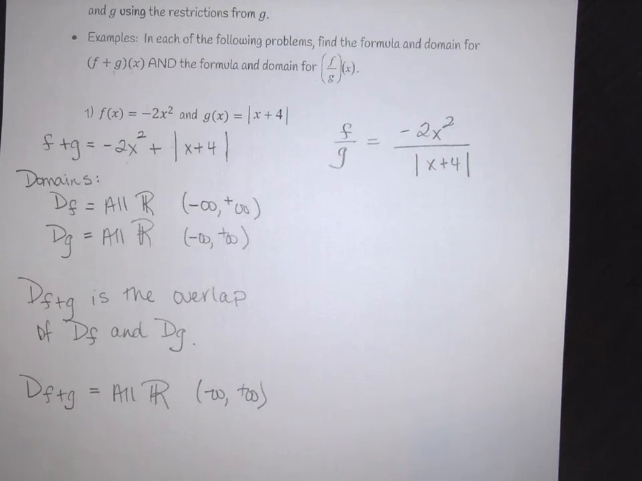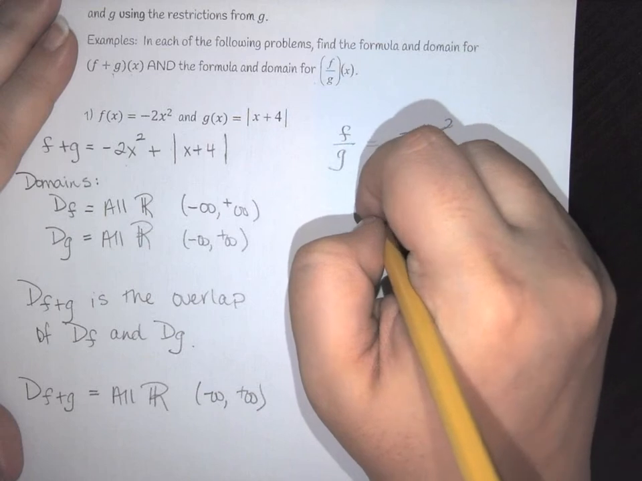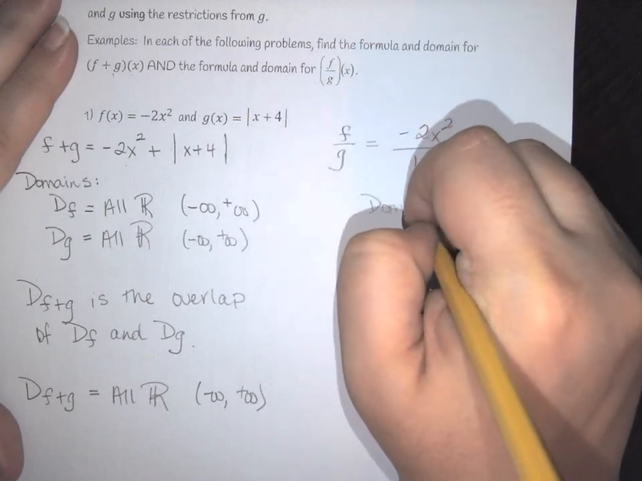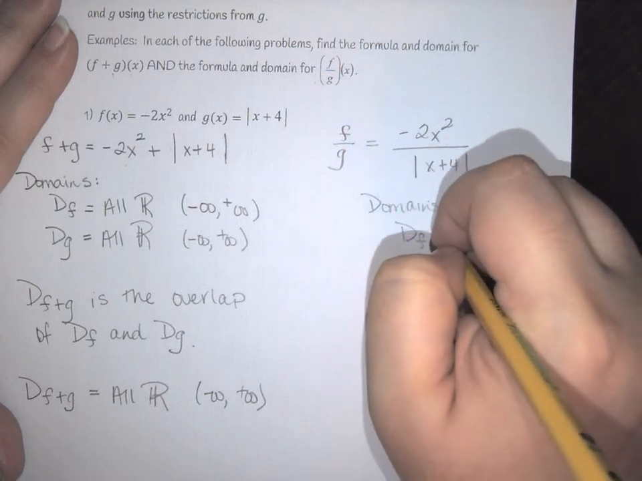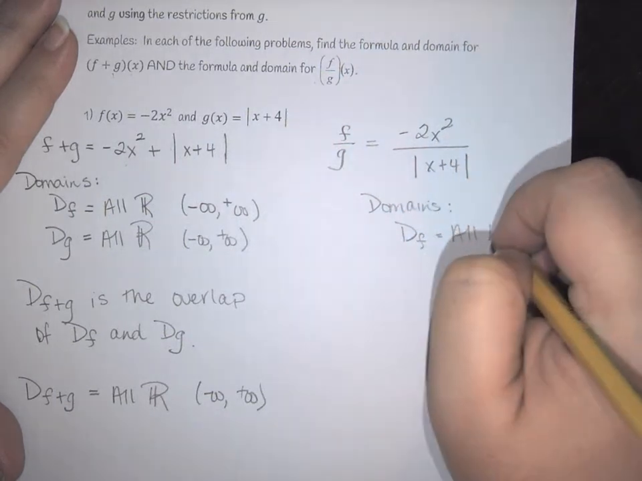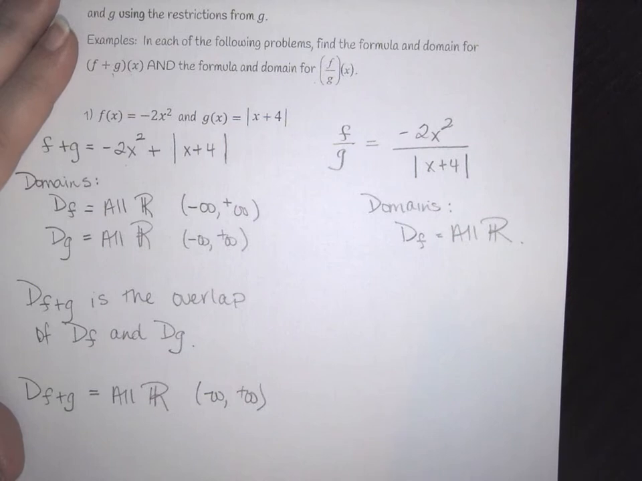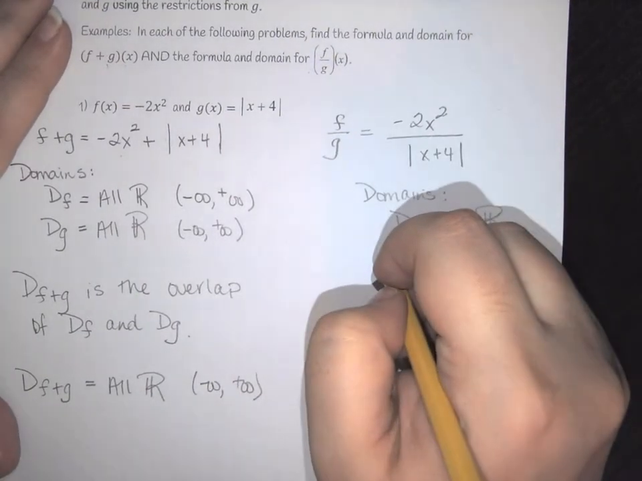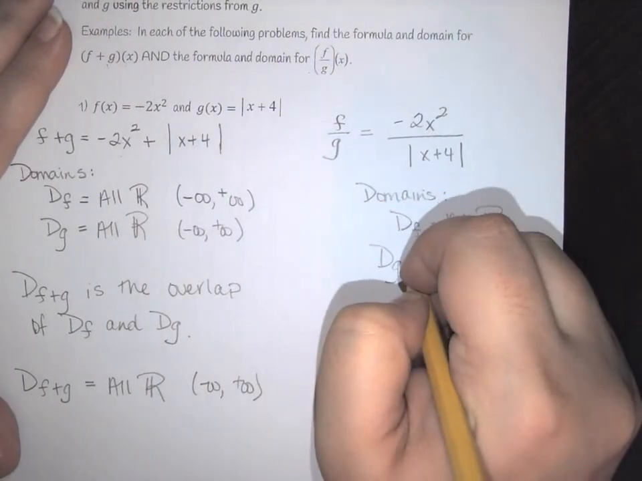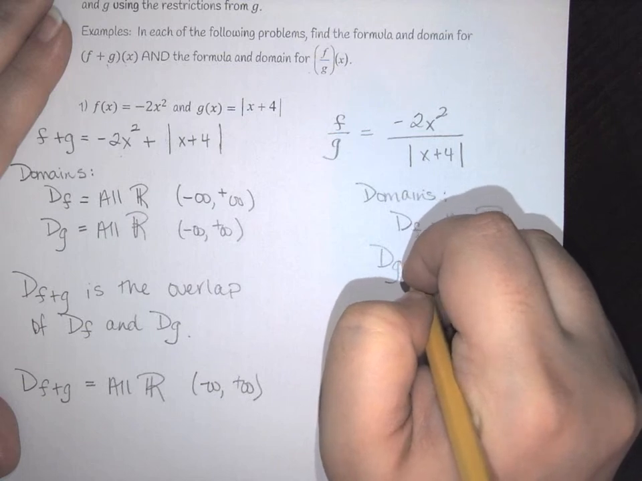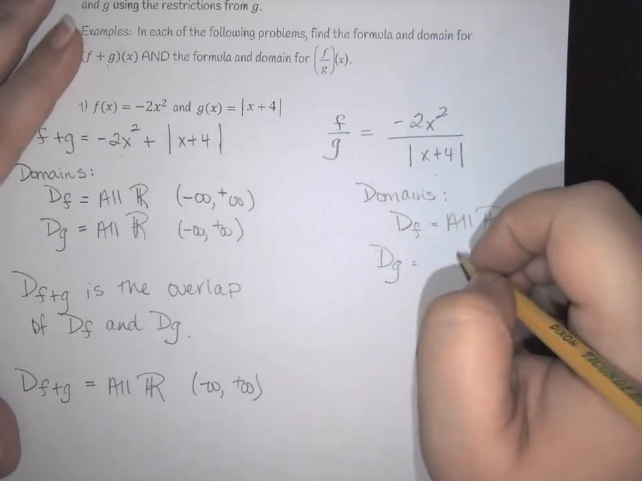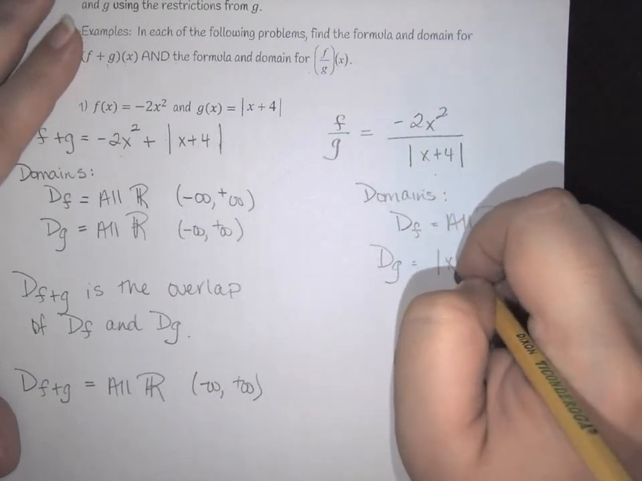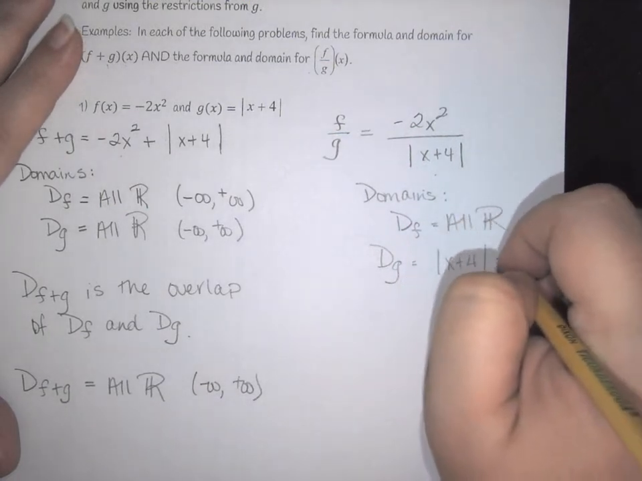So when we're looking at this, my domain of f is going to stay the same. So now to find my domains, my domain of f is still all real numbers. But in this case, now my domain of g is going to change. And the reason for that is because now it cannot be 0. So here I have that the absolute value of x plus 4 cannot be 0.